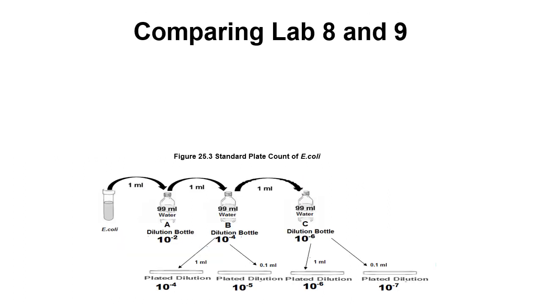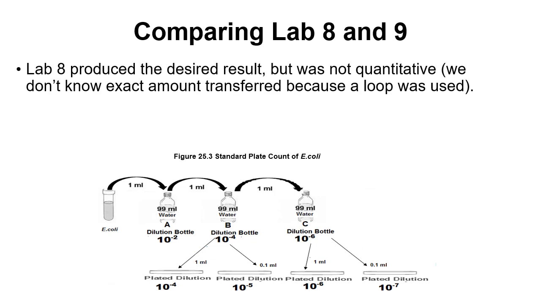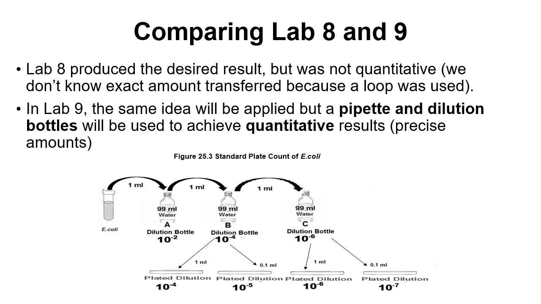This week, in Exercise 9, we will do a very similar activity, but instead of using agar deeps, we are going to use dilution bottles filled with water, and we're going to use pipettes instead of loops. Lab 8 produced the desired result, but was not quantitative. Quantitative meaning it was not precise. We don't know the exact amount to transfer because a loop was used. We don't know how much exactly is in a loop.